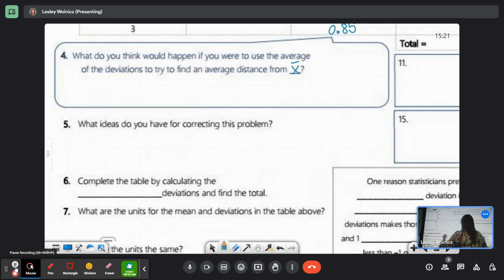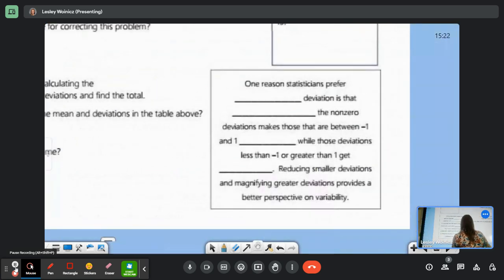Go down to this box over here. One reason that statisticians prefer standard deviation is that squaring our non-zero deviations makes those deviations that are between -1 and 1 smaller, while making those deviations that are either less than -1 or greater than 1 get bigger.